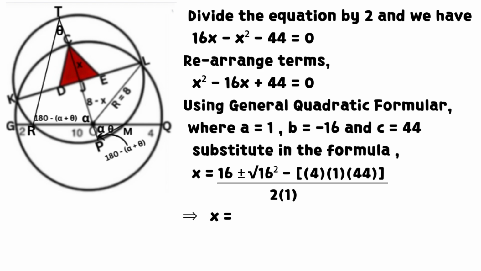x equals 16 plus or minus the square root of 16 squared minus 4 times the product of 1 and 44, all divided by 2 times 1. Simplify and we have that x equals 8 plus or minus 2 times the square root of 5.